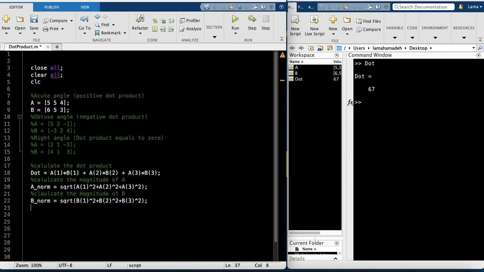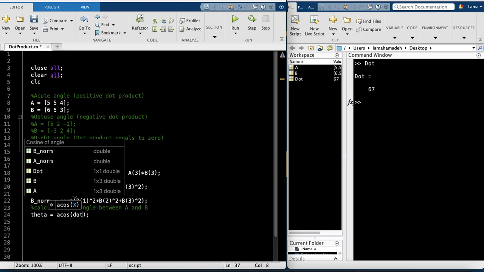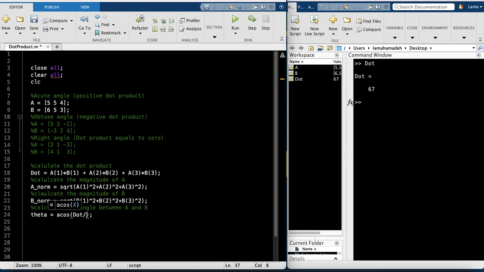And once I have this, I can calculate the angle between A and B. So theta here is the inverse of the cosine, acos in MATLAB, the inverse of cosine of the dot product divided by the A norm times B norm. So basically here I used the first definition of the dot product. Now MATLAB here will calculate this angle in radians.